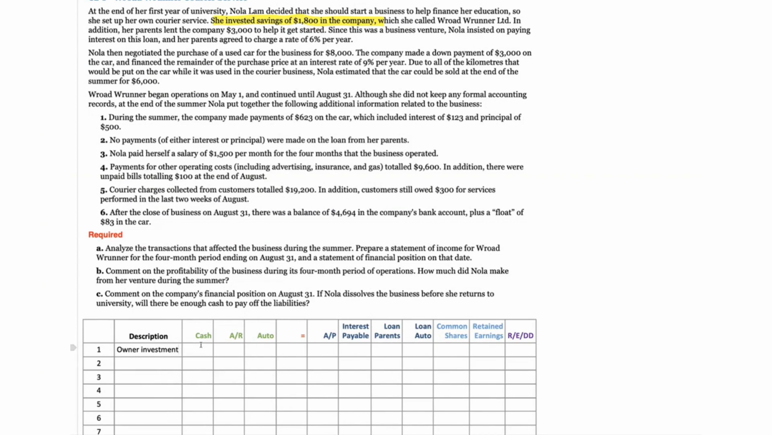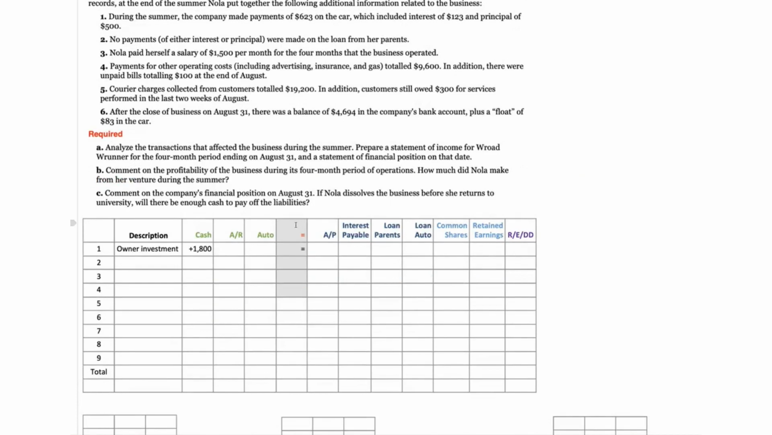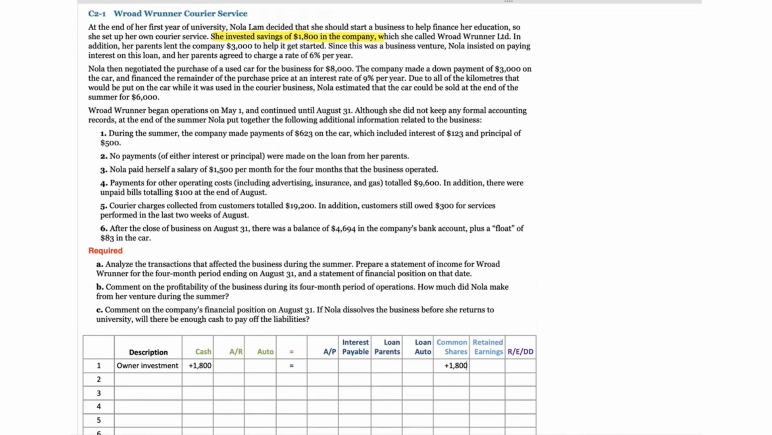The first row: in cash, 1,800. All right, in cash, so plus 1,800. And what's the other side? Because remember, every transaction has to have at least two sides. Common shares. That's right. Okay, so common shares plus 1,800 and balanced. Excellent. Next, so we keep reading.